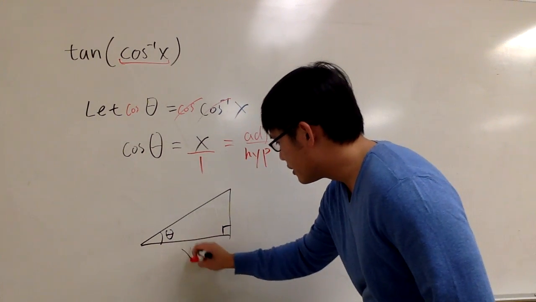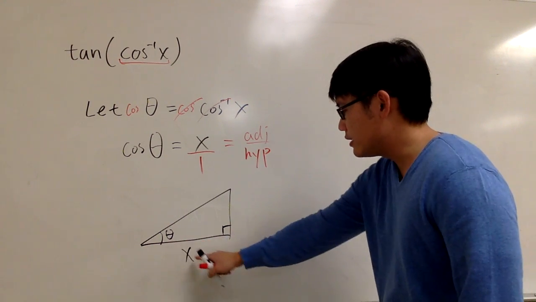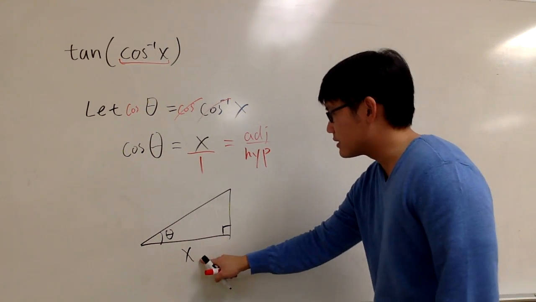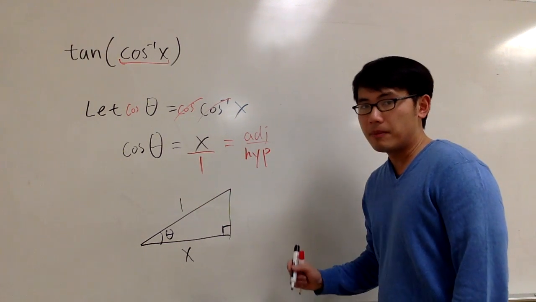Adjacent, which is right here. According to my angle choice, theta is here, so adjacent will be down here for the x. And hypotenuse will be 1. So that will be the setup.